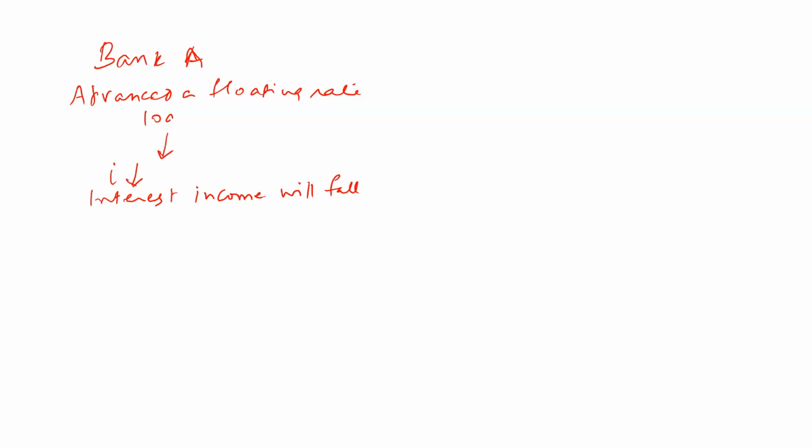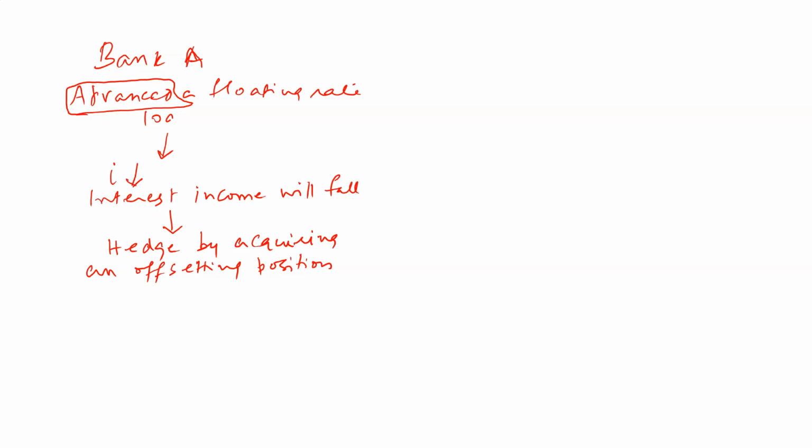To negotiate this risk, ladies and gentlemen, what the bank can do is that they can hedge their position, by taking an offsetting position to their current situation. So hedge by acquiring an offsetting position, a position which offsets their current stance. So what is their current stance? The current stance is that they have advanced a floating rate loan. They have lent some money out at a floating rate. So the opposite of that is going to be that they will go ahead and borrow some money, borrow on a floating rate basis. That would be the offsetting position. Borrow on a floating rate basis.